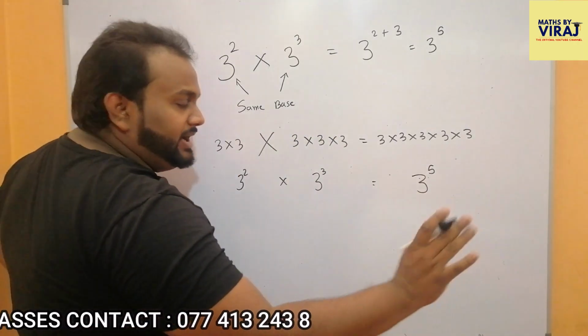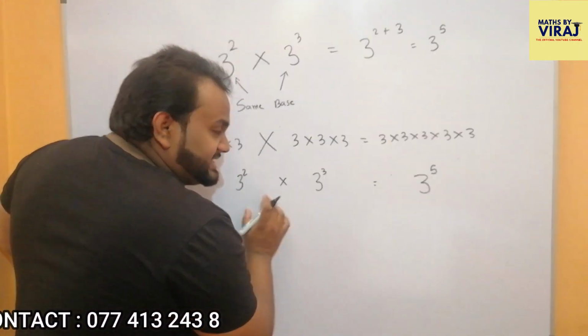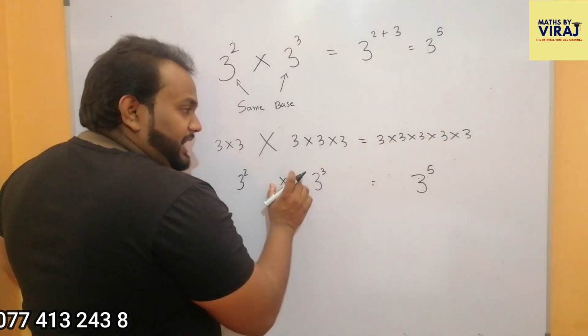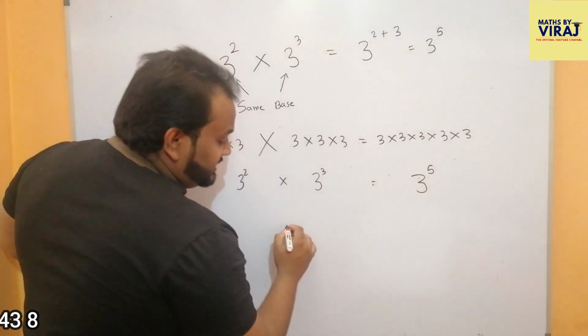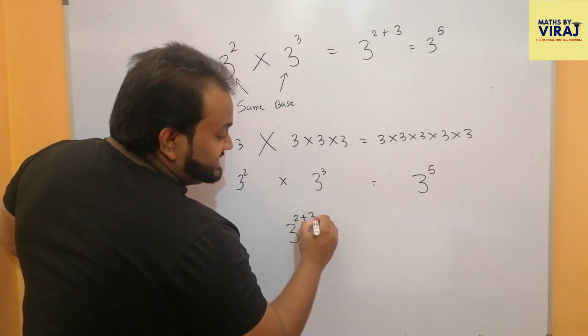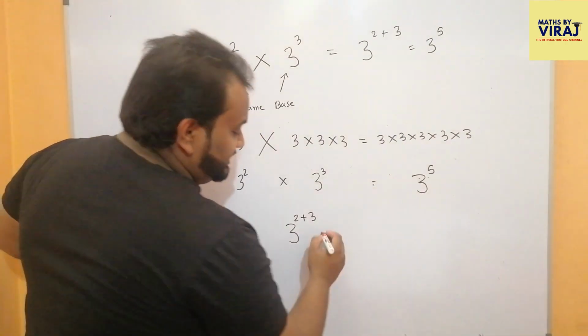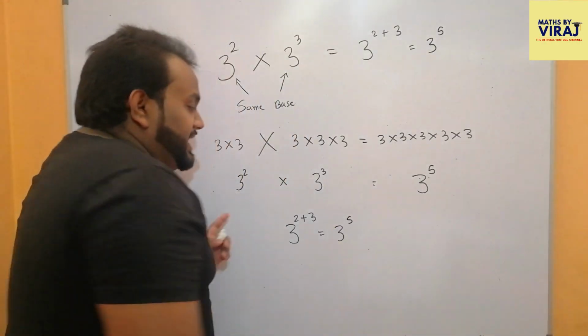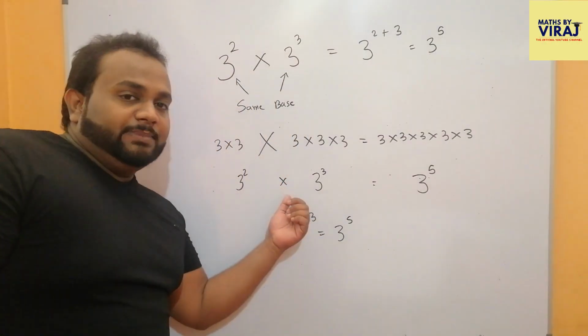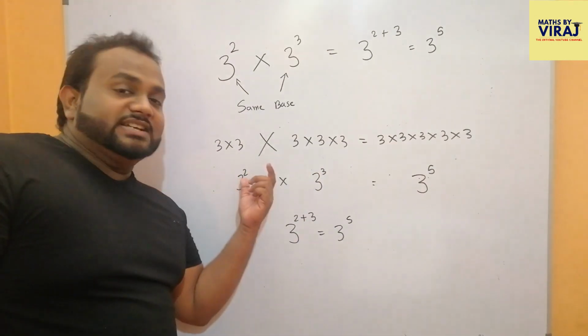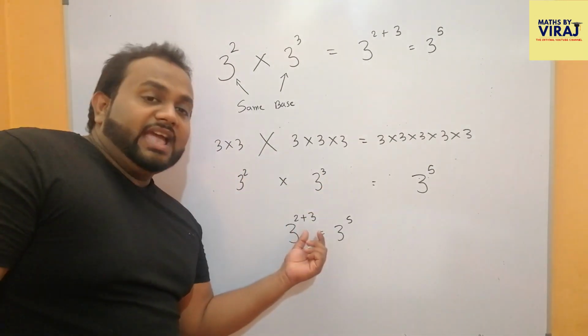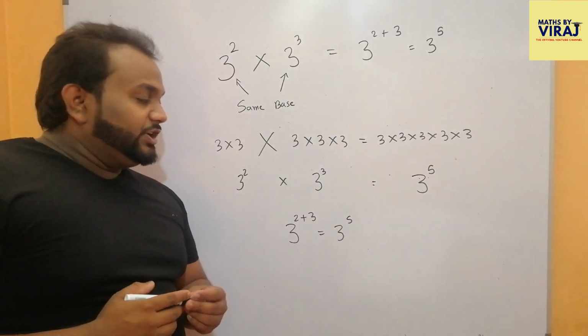Therefore, always remember, if the bases are the same during multiplication, the indices add. Bases are the same, it is multiplication, therefore the indices or the powers add to give us 3 to the power 5.